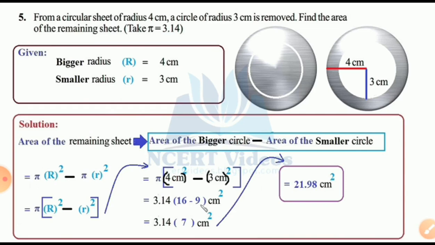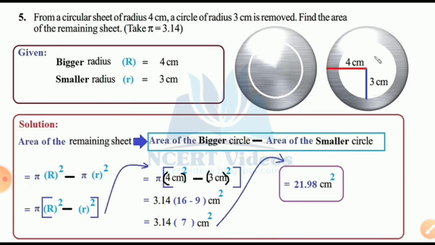The biggest circle we can say is capital R and the smallest circle is small r. So both formulas are common: pi R square minus pi r square. Just pi is common. Capital R square minus small r square. 4 square minus 3 square. 4 4s are 16 and 3 3s are 9. Very good students. So 3.14 multiplied by 7 will give you 21.98 centimeter square.